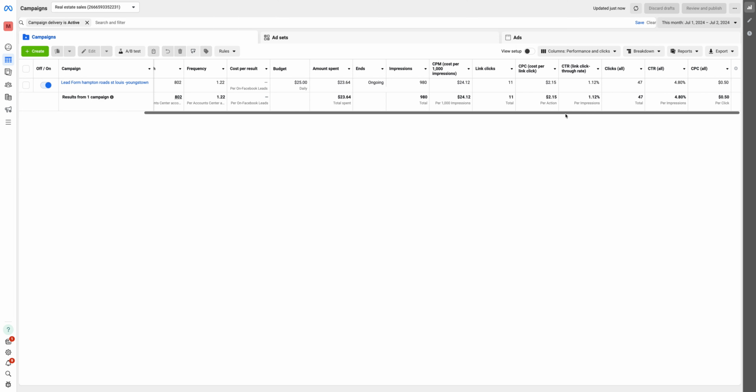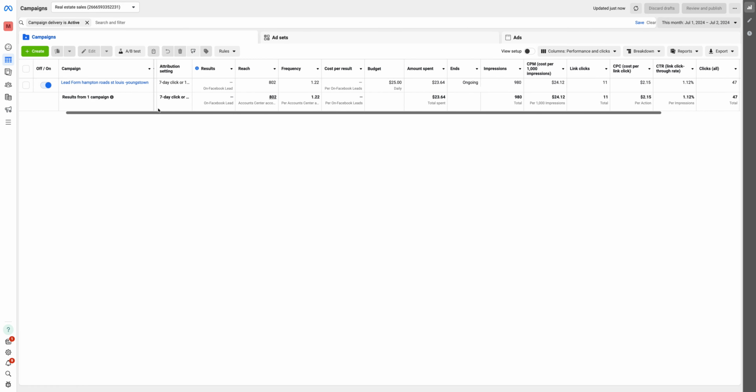Another metric we like to look at is the click-through rate. We want that to be more than about 3%. If it's less than about 3%, I'll kill an ad set. And we've had 11 link clicks. Not so bad. So let's dig in a little deeper and see where we're at.